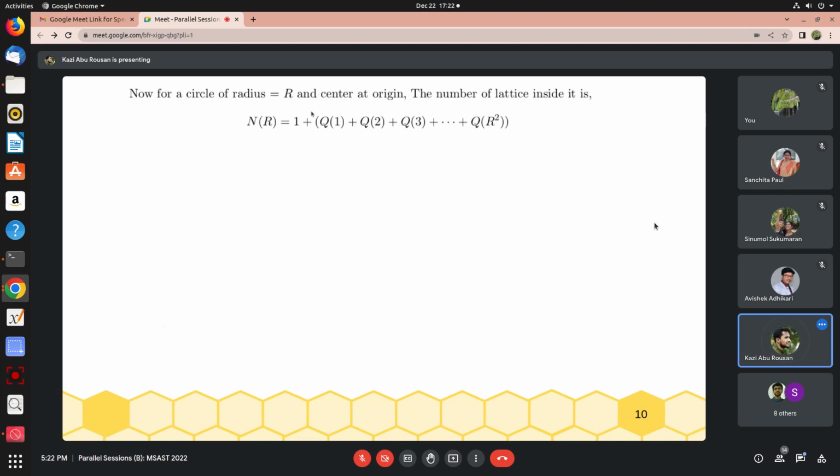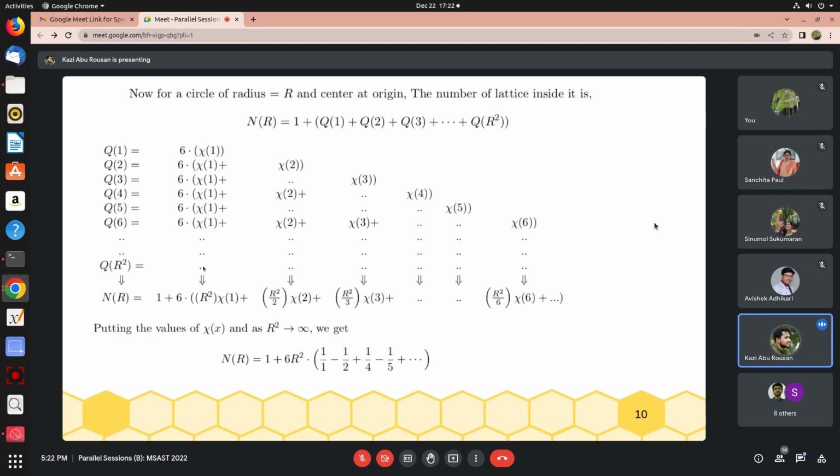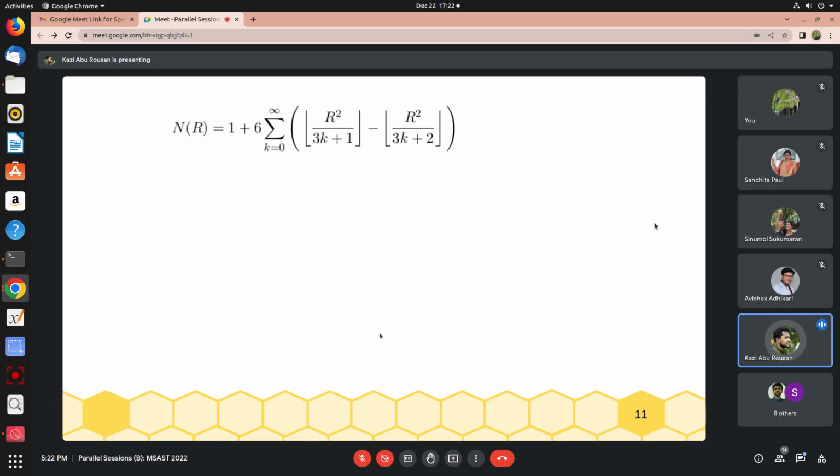And you can just break it out in a simple column type of form to see what the sum will be visually. And this will give you this particular expression. Now, if I rearrange it, you will get this final expression, which tells you how many lattice points are there in a circle in a triangular grid.